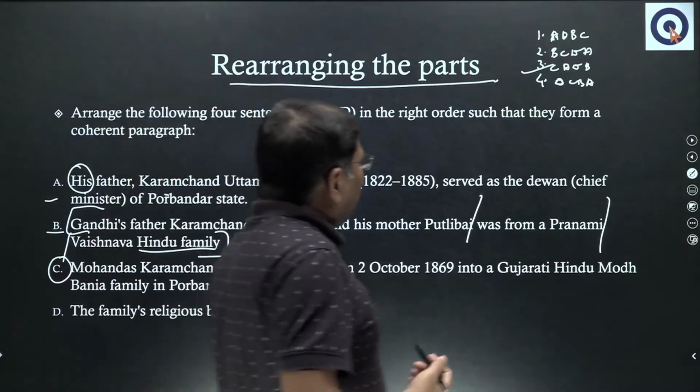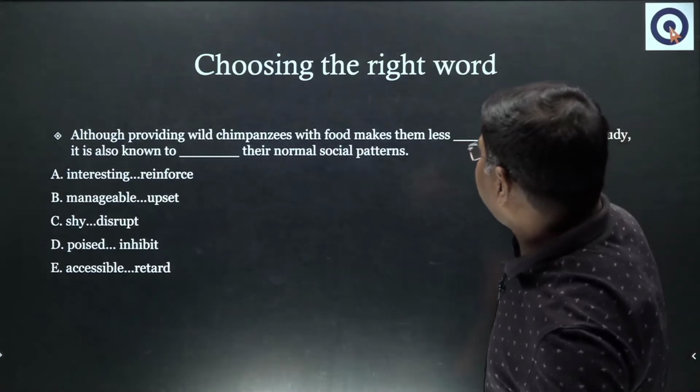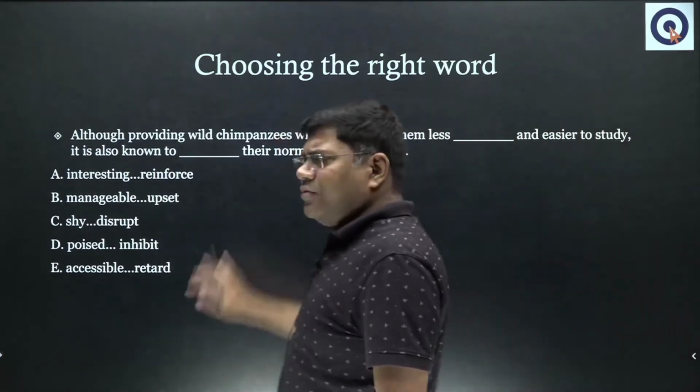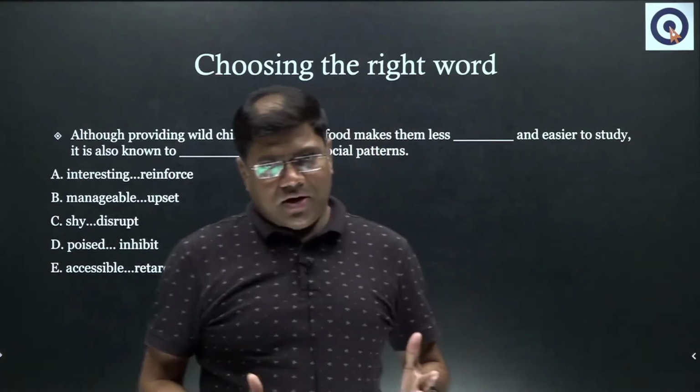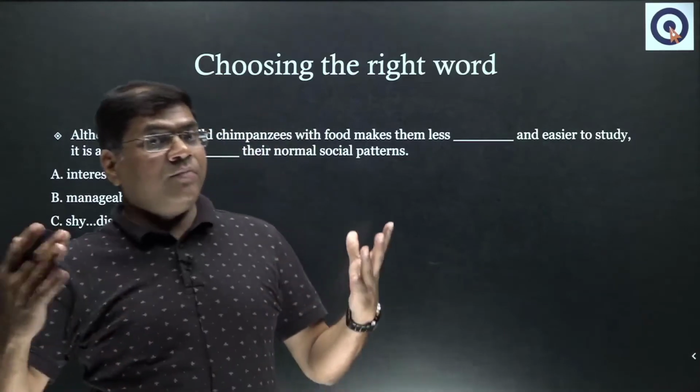Let's go and check the other varieties of questions, right? The next kind of question is choosing the right word. This is the word they have used. In fact, this is also a kind of vocabulary. Sometimes choosing the right word could also be tested in the form of idioms and phrases.